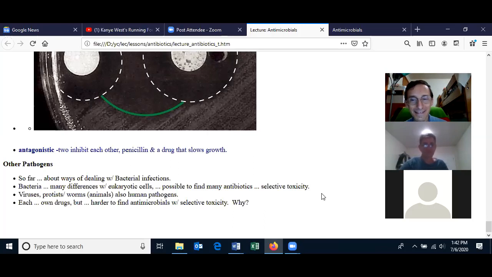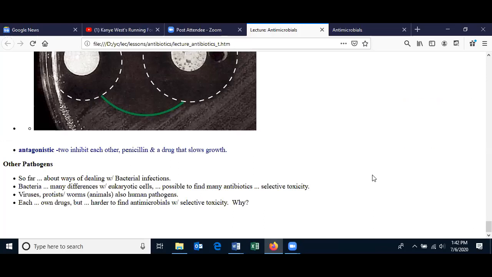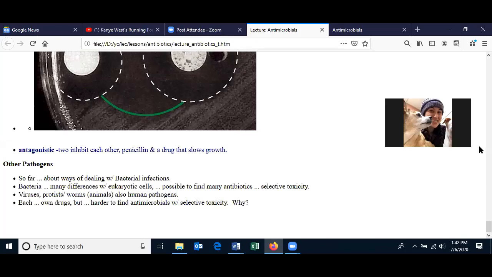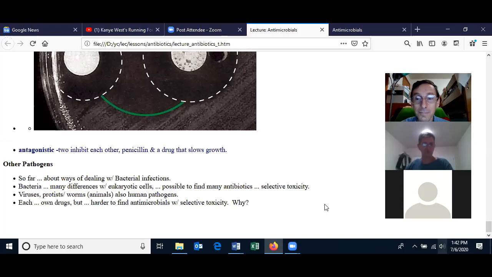Come on. This is an important point. I could give you the answer, but I want you guys to think. So come on. Just start thinking. Let's talk among yourselves. What's different between the bacteria and these other human pathogens? Obviously, they're not bacteria. That's one difference. What else?